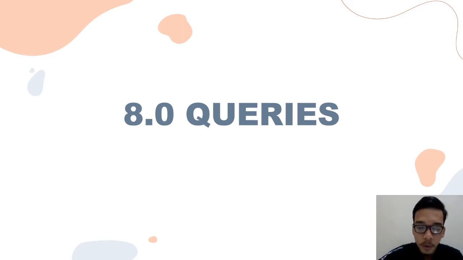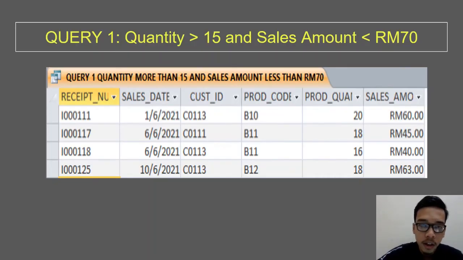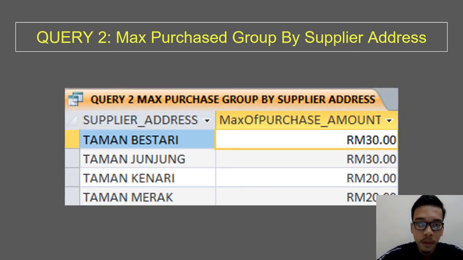Next, I would like to present about the query. The first query is quantity more than 15 and sales amount less than 70. As we can see, the quantity is more than 15, and the price is less than 70. This is the max purchase by the group of supplier, where we can see for each supplier the max purchase of the inventory we have made.